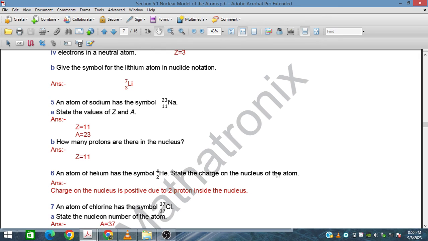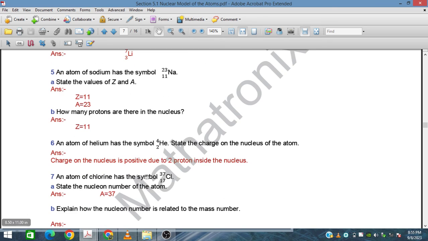State the charge of the nucleus of the atom. The charge of the nucleus is positive due to the 2 protons inside the nucleus. So the number of protons inside the nucleus is 2, so the nucleus is positively charged, while in the outer orbits there are 2 electrons that neutralize these 2 positive charges.